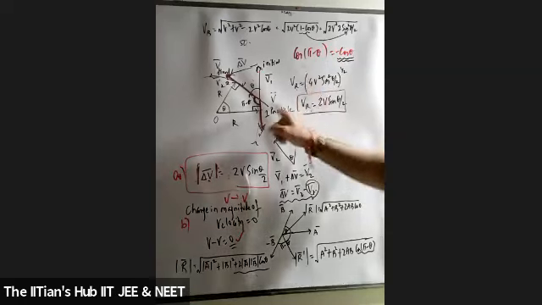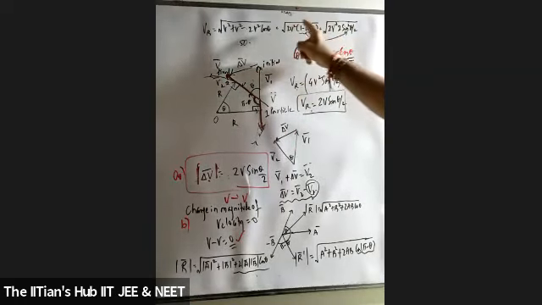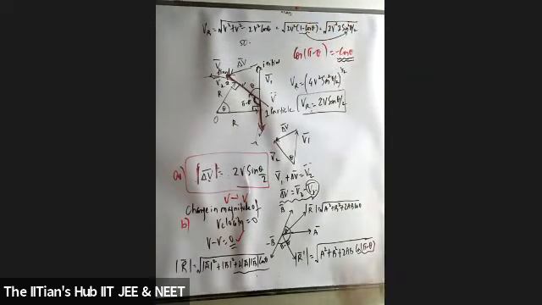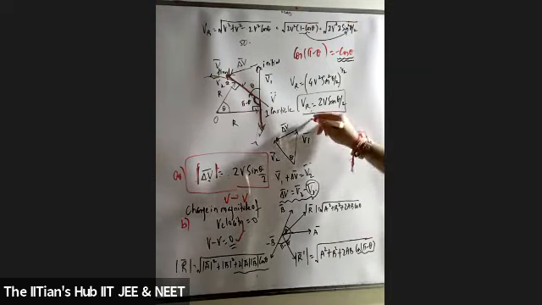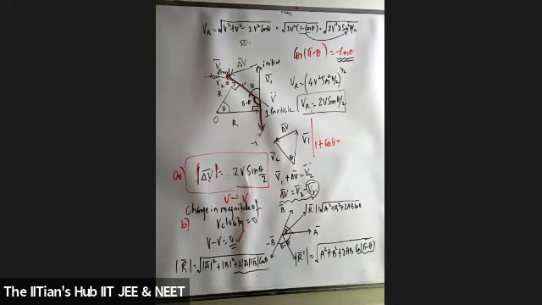Is this clear? And please remember this formula: 2v square bracket 1 minus cos theta. 1 minus cos theta is 2 sine square theta by 2. And suppose if I ask you, students, what is 1 plus cos theta? Cos square theta by 2. Yes, 2 cos square theta by 2.